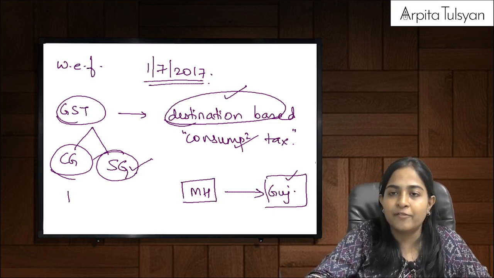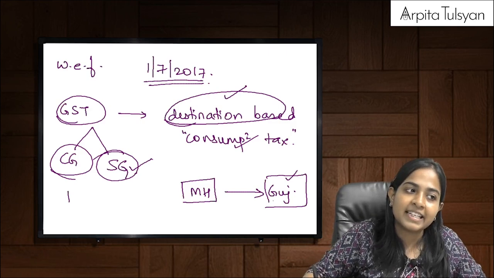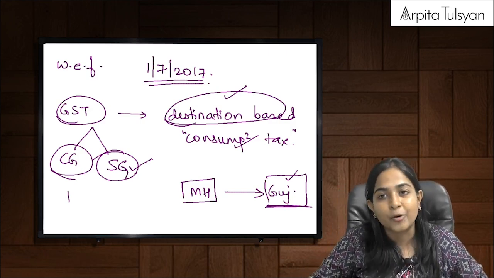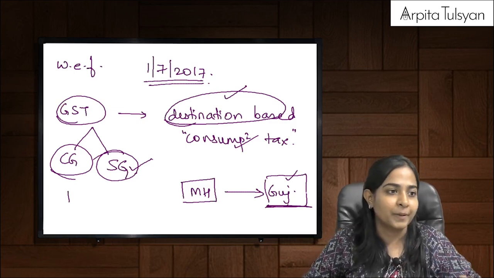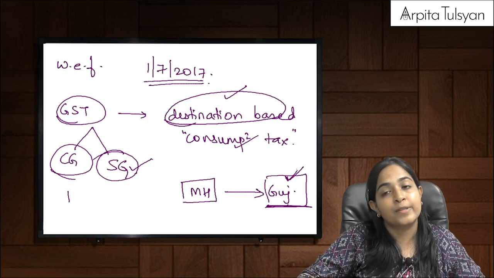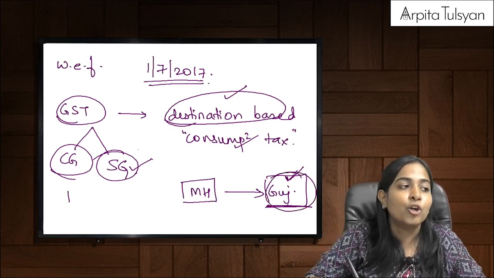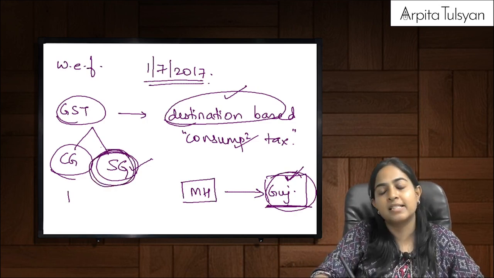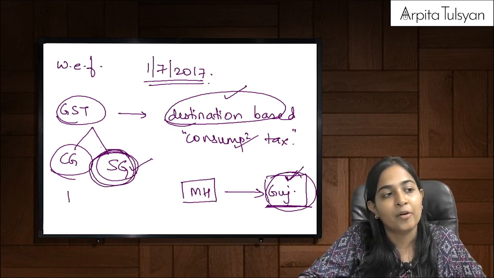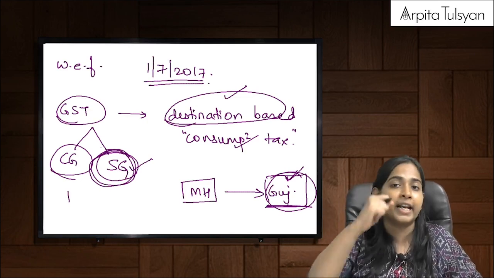Can you tell me what is the final destination of these goods? Final destination is Gujarat. Final destination means where the goods are going to be ultimately consumed. So can I say if the goods are going to be consumed in Gujarat, this is the state to whom some portion of GST tax should go. Okay, Maharashtra will say that I have done the sale, so we should get the revenue.